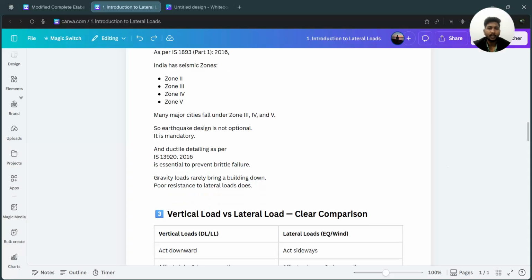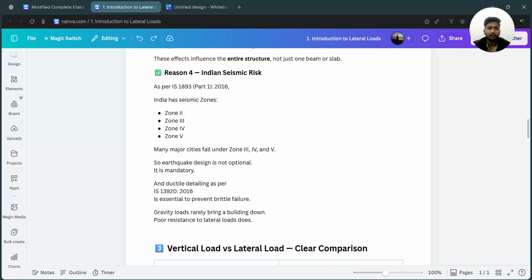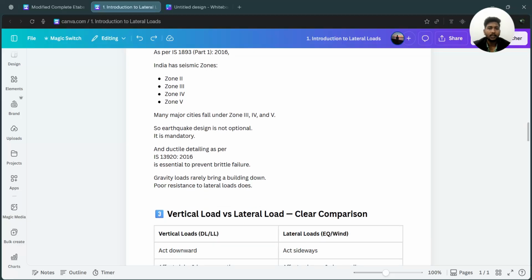So earthquake design is not optional, it is mandatory. Because in some regions in Zone 5, without a seismic analysis, even a G+4, 5-story building, we have to do this seismic analysis. In these high seismic Zone 5 regions, we cannot design directly based on the gravity load, it will directly collapse. So earthquake design is not optional, it is mandatory.